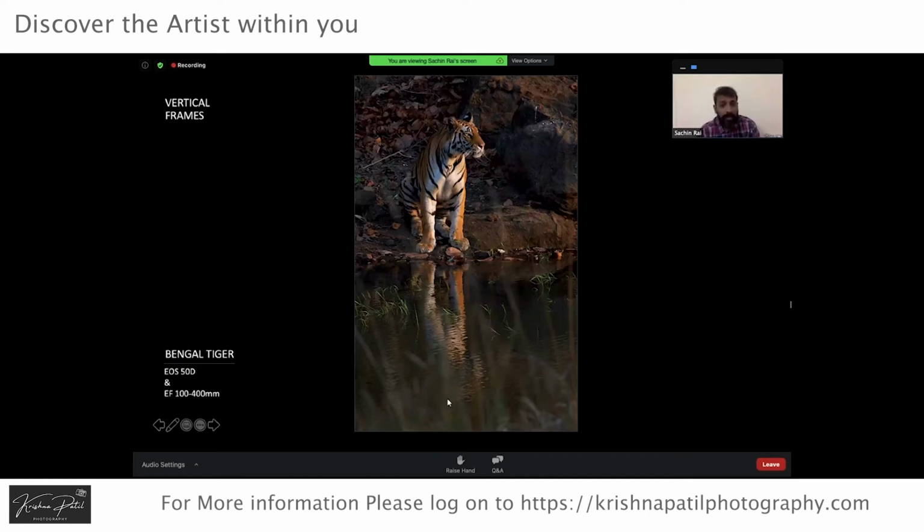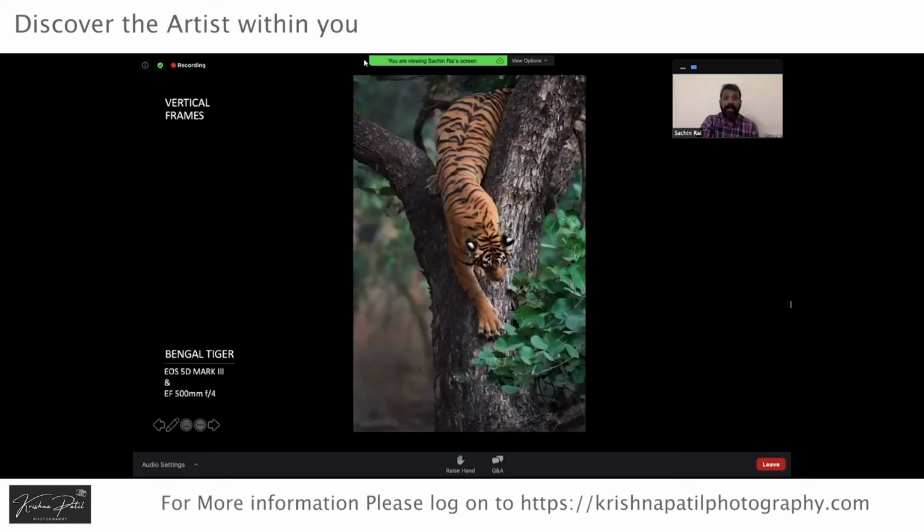Now, when you make a vertical frame and you're including the reflection, please do not crop your reflection. Please don't zoom in so much that your picture ends here. It is bad because the same rule of 35% or 40% will be applicable for the reflection as well. So always ensure that your reflection is taken fully.